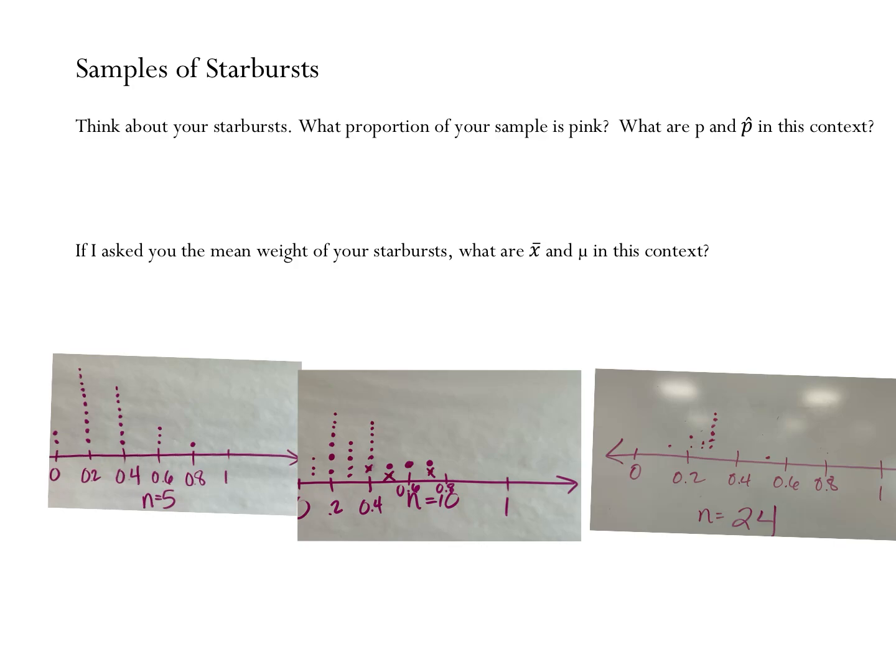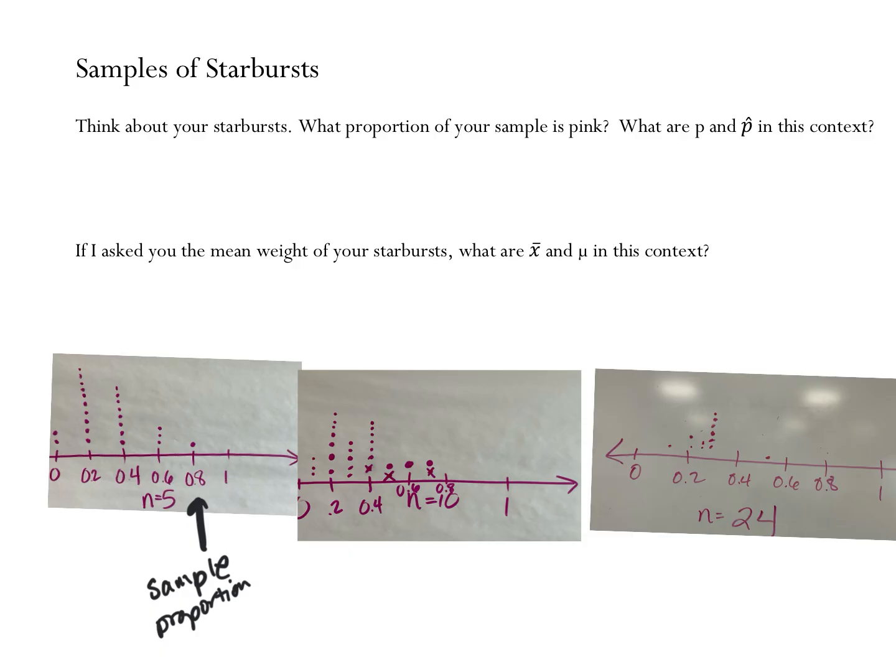It is that 80% was Braden's sample proportion. Is everybody with me so far? What symbol do we use for the sample proportion? P hat. Okay. All right. Now, we had n equals 5, n equals 10, and n equals 24, right?